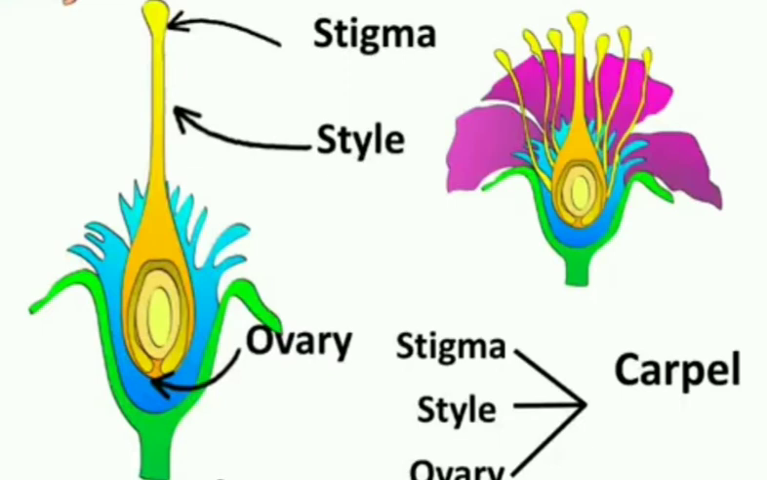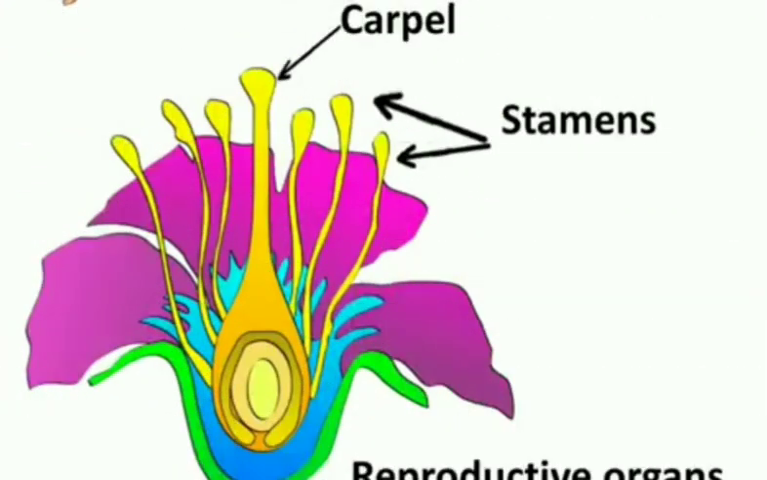A typical carpel has stigma, style and ovary. Stigma is the terminal part and receives pollen grains. Style is a thread-like narrow connection between ovary and stigma. Ovary is the basal swollen fertile part. Ovules are produced in the ovary.